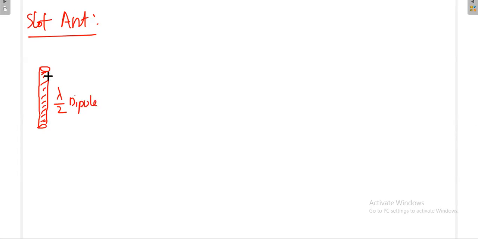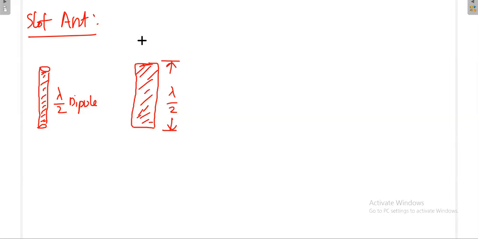Okay, instead of a conductor of this shape, like a cylindrical shape, you can take a sheet. A conductor sheet. I'm not taking the cylindrical conductor, please imagine I am taking only a simple sheet, and here also the length is lambda by 2. I'm taking a conductor, but this is not of cylindrical shape, I'm taking it like a sheet. Then this antenna is called a slot antenna.